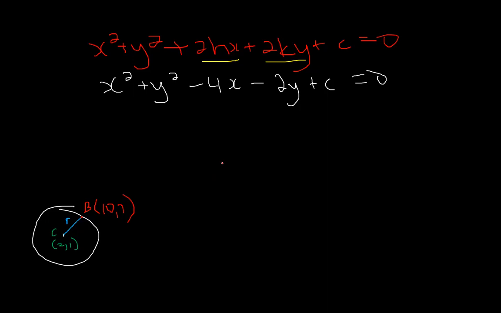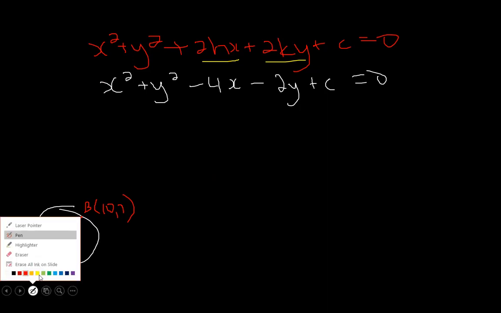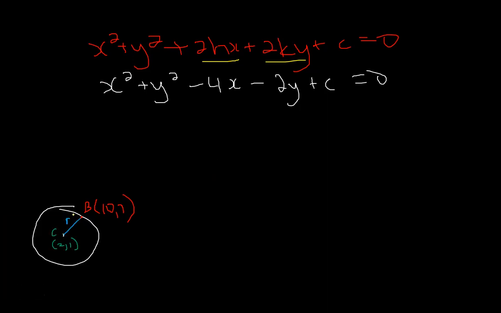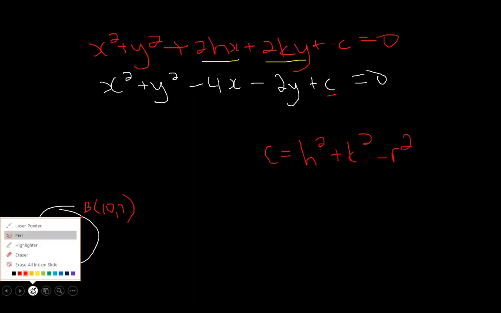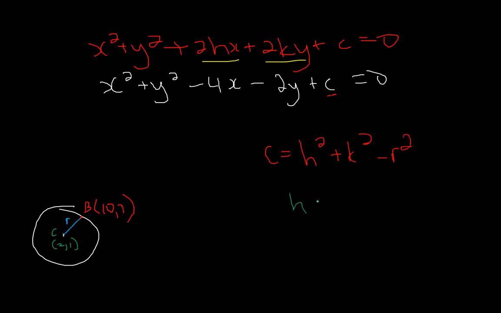C is equal to h squared plus k squared minus r squared. Okay, let me repeat what I'm asking for. We're trying to find c, and we know that c is equal to h squared plus k squared minus r squared. We already found out that h is equal to minus 2 and k is equal to minus 1. But in order to find c, we also need r. We don't know what r is. r is still a mystery.